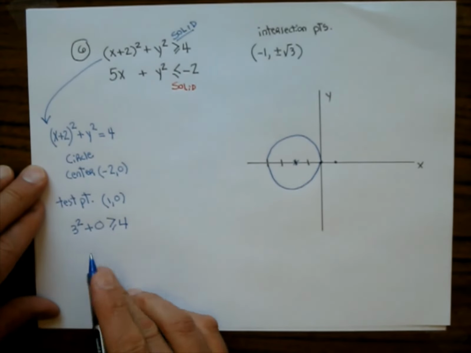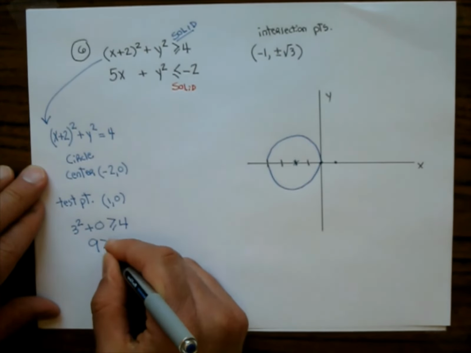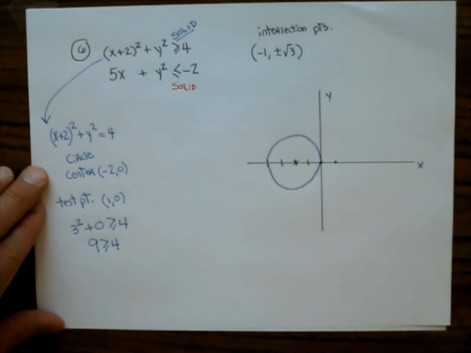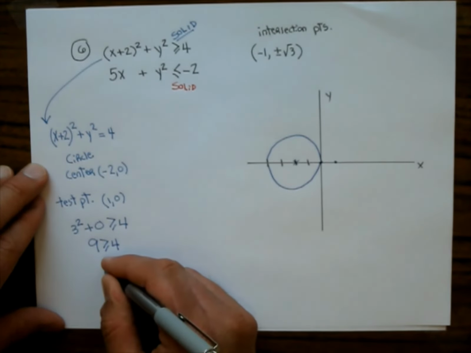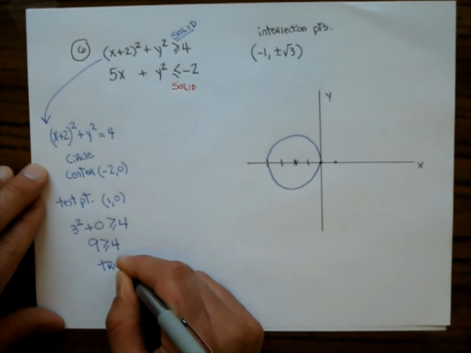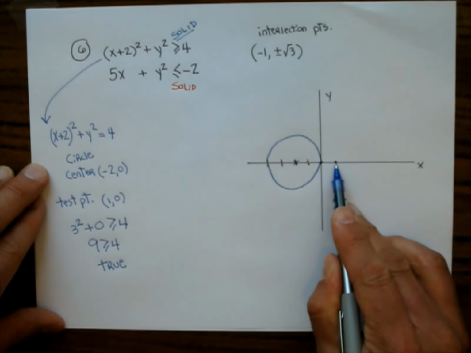Okay, so this says 9 is greater than or equal to 4. Is that true or false? Well, that happens to be true. So that means this point right here is a solution, which means the solutions are inside or outside the circle. They are outside the circle.